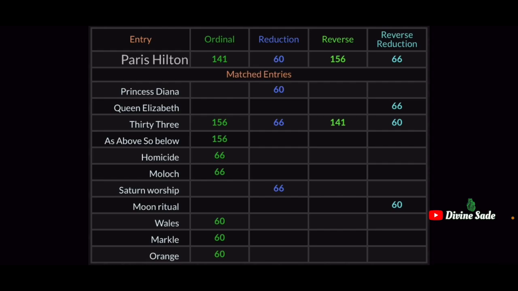And then her other characters are connected to Saturn. Moon ritual matches with 60 in reverse reduction and reduction cipher. Wells matches to Paris Hilton with 60. Markle, which is Harry's quote-unquote wife, matches with 60, and Orange matches to Paris Hilton with 60, and she also matched to 33 Orange Masonry.